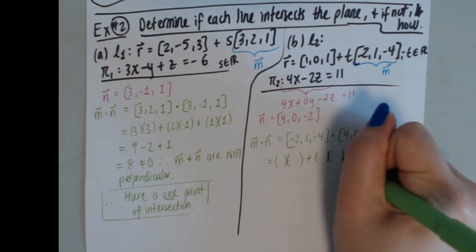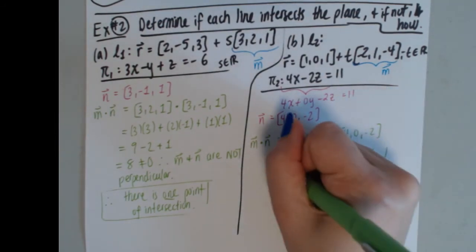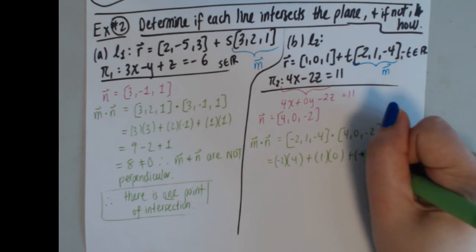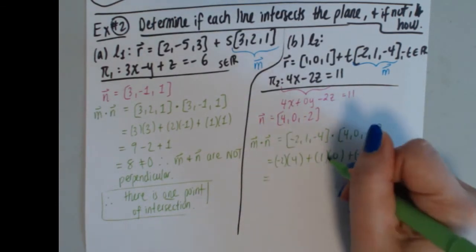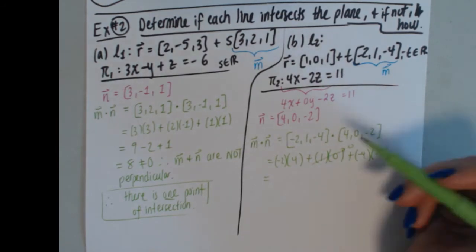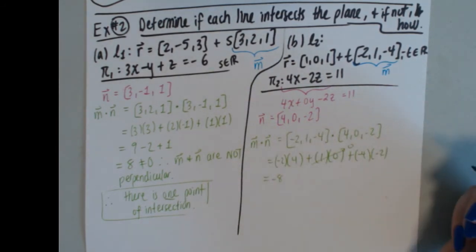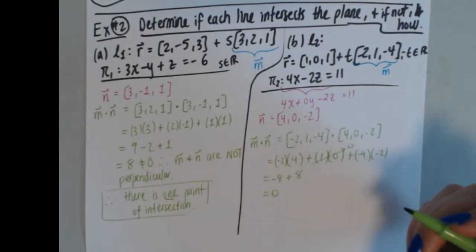All right, I'm just going to go ahead and fill in these brackets first. There we go. Negative 2 times 4. And then I have 1 times 0 and negative 4 times negative 2. Oh, interesting. So the 0 just goes away. Negative 2 times 4 is negative 8, and negative 4 times negative 2 is positive 8. Negative 8 and positive 8 make 0.